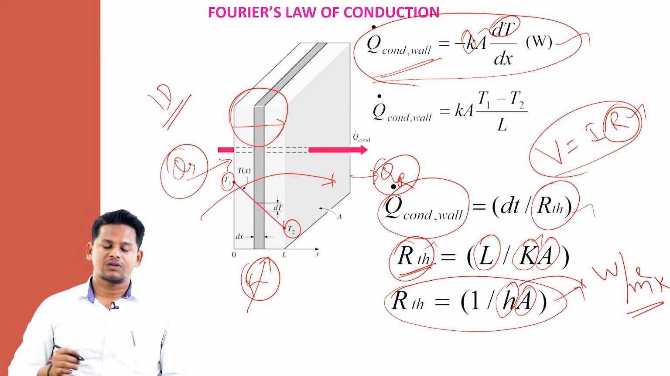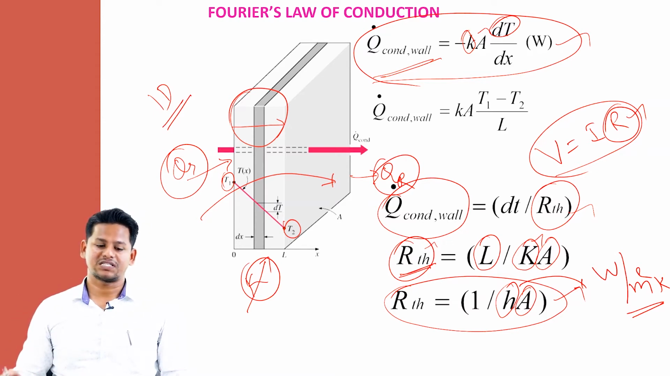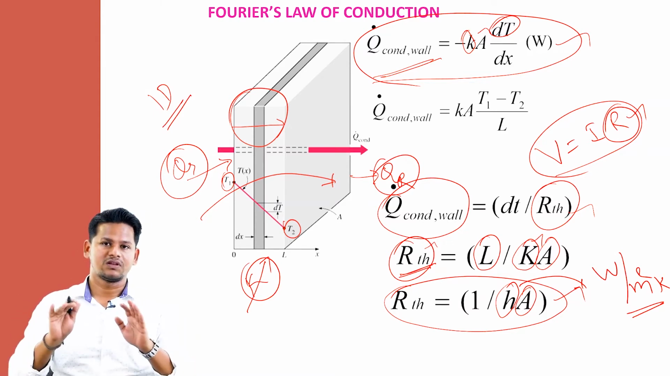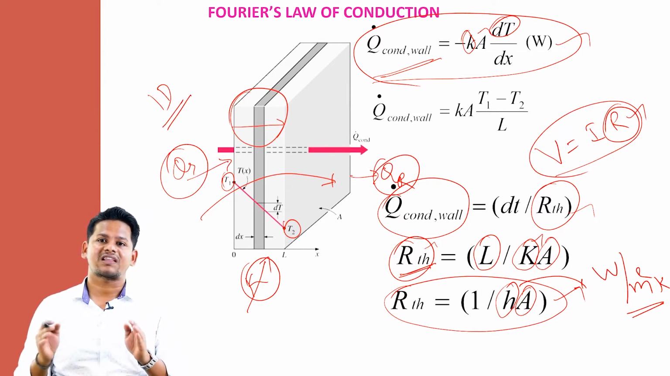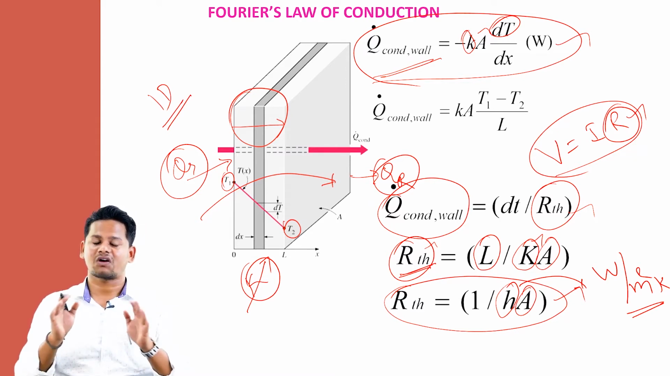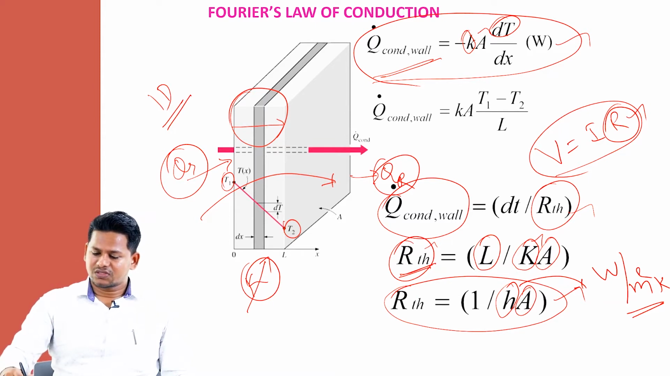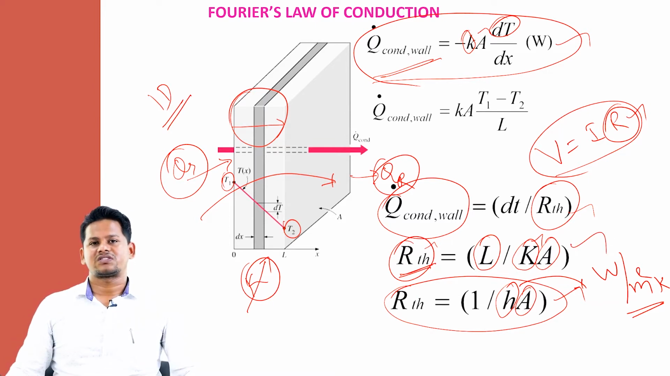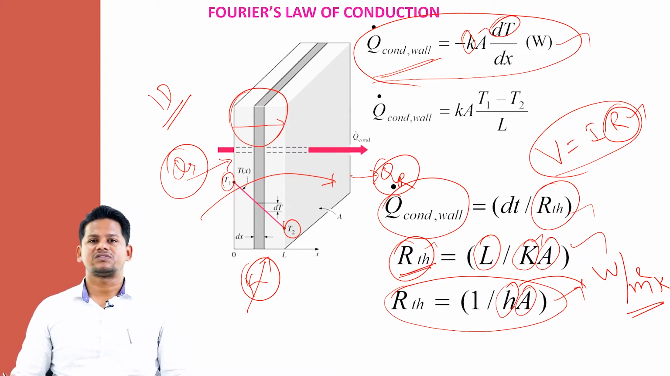So now we are able to find the one-dimensional steady-state heat transfer rate across this plane wall. It is a homogeneous material. Till now we are not discussing composite material. We are discussing only homogeneous material where the thermal conductivity K is constant. If you have only conduction, we can use R_th, which is L by KA. If you have convection, you can go for R_th as 1 by hA.